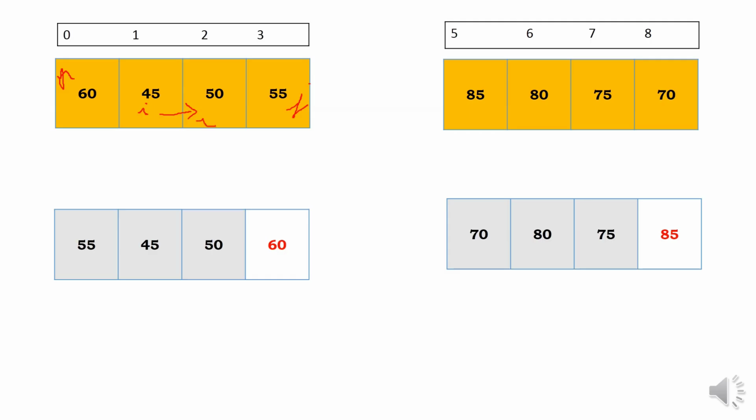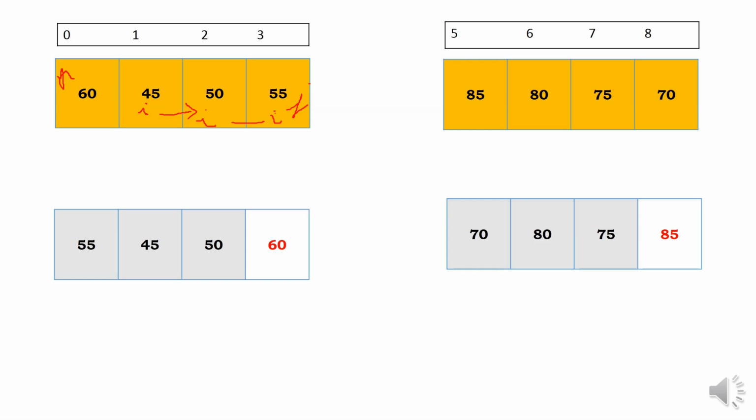So now i is pointing to the element 50. 50 is again compared with 60 and 50 is less than 60. Hence the scan continues. So now i is going to point to the element 55. 55 is compared with 60. 55 is again less than 60, but we observe that there are no elements further to the right. So the i stops at 55.